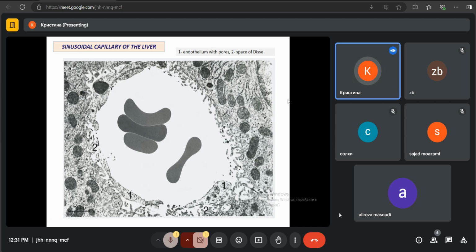This is the electron microscopy picture of the sinusoidal capillary of the liver. These are red blood cells in its lumen. This is the portion of the endothelium, because it has large gaps and pores in its membrane. Here is the space of Disse between the endothelium and hepatocytes. Hepatocytes have microvilli upon their vascular pole. So here is the vascular pole of the hepatocyte, the nucleus of the hepatocyte, mitochondria, rough endoplasmic reticulum here, smooth endoplasmic reticulum.